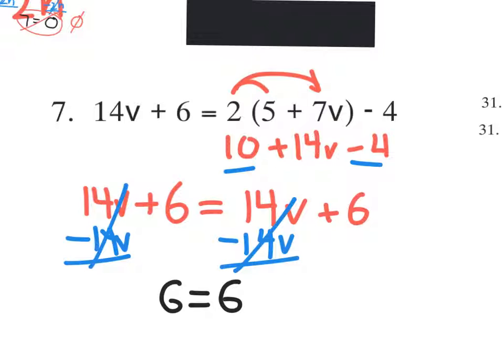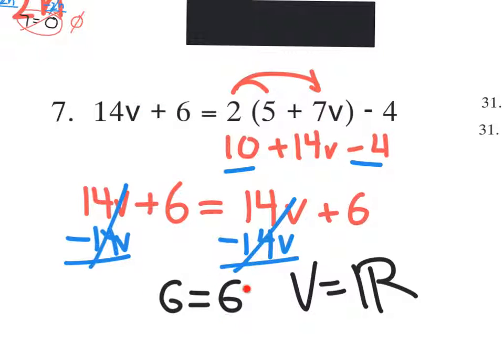So what does it mean that the v's canceled out? That means that your v value is equal to all real numbers. V could be any real number. You could plug in a pi right here and a pi right there, and it'll give you a true statement. You could plug in a square root of 7 right here and square root of 7 right there, it'll be a true statement. You could plug in negative 200 right there and negative 200 right there, it'll be a true statement.